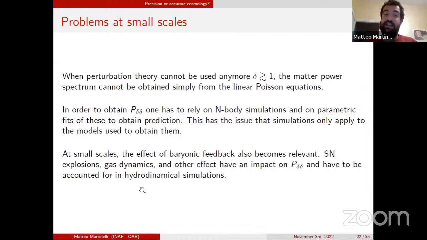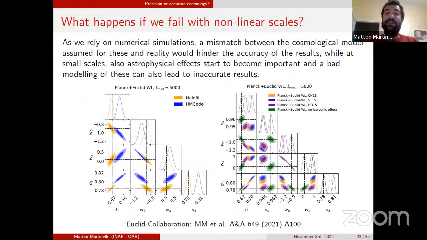If you go to small enough scales, supernova explosions and gas dynamics also affect how matter is distributed. So you have to take this into account as well. You need hydrodynamical simulations. So basically, it means that everything that we do is related to the kind of simulation that we do. But to do that, what we need is to assume a cosmological model. So what happens if your simulation is done with a model that doesn't actually go well with the reality of your universe? What happens? Do we get accurate results? Not precise this time, accurate. Do we get the good results?